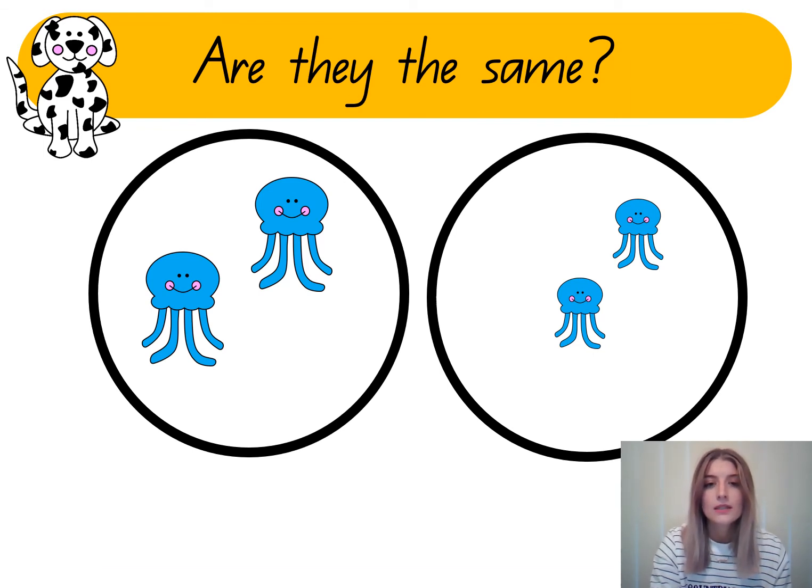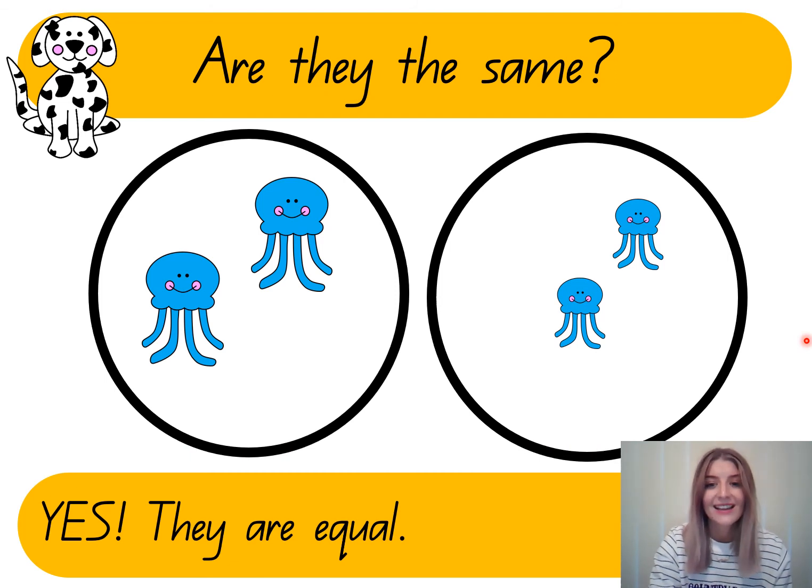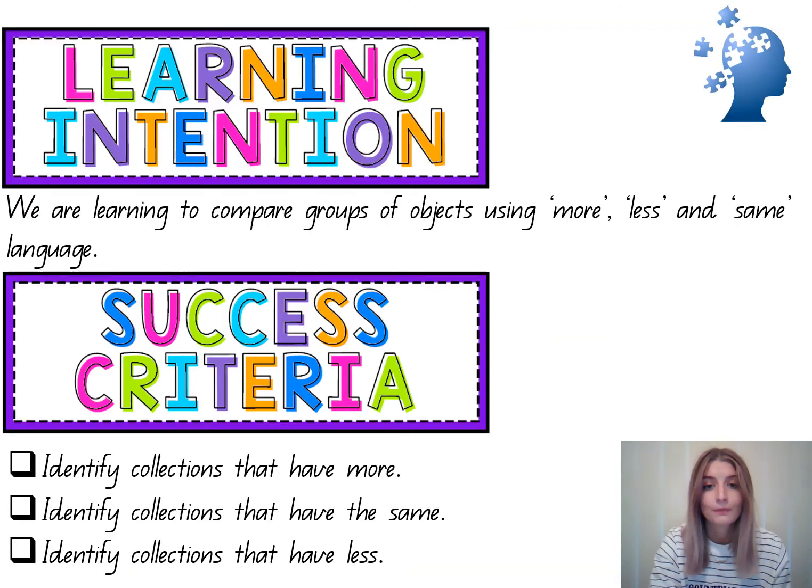Okay, are they the same? You can say yes or no. Do they have the same number of jellyfish? Yes. Now, even though these jellyfish are bigger than these ones, there's still 2 jellyfish in each group, which means they are equal and the same number of jellyfish.